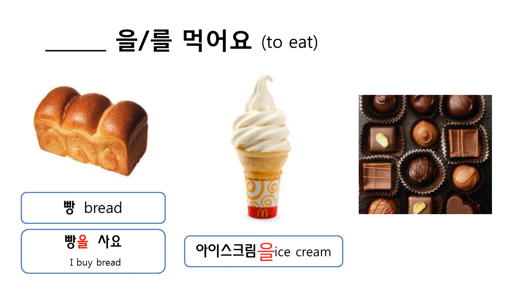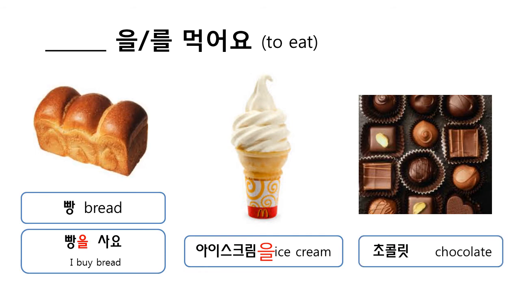So it becomes 아이스크림을. Ice cream 을. Chocolate also ends with a consonant, in fact the s consonant, so we add 을 and the s carries over to the 을 and we pronounce it 초콜릿을. 초콜릿을.